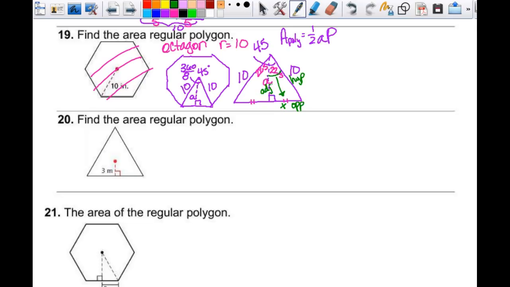Because I have to find the apothem, and in order for me to find the perimeter, it's n times s. I know the number of sides is 8. The side length, however, I don't know, so I've got to find both of them. We'll find the side length first. That's my opposite, and I know the hypotenuse, so I'm using what? Sine. Good. So I'm going to take the sine of 22.5, and that's equal to the opposite, which is x, over the hypotenuse, which is 10. So x is equal to 10 times the sine of 22.5.